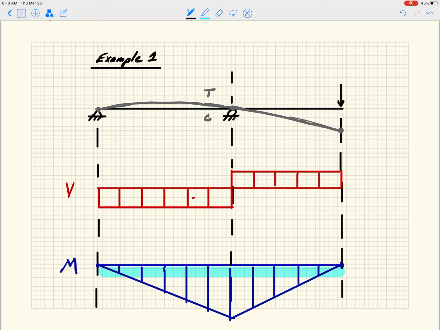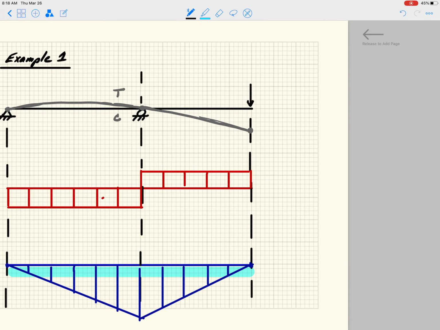So that's the example, right? That's basically what the solution to this looks like. I don't have any numbers. I have no equations, right? Just shapes. Okay, so let's do another example.